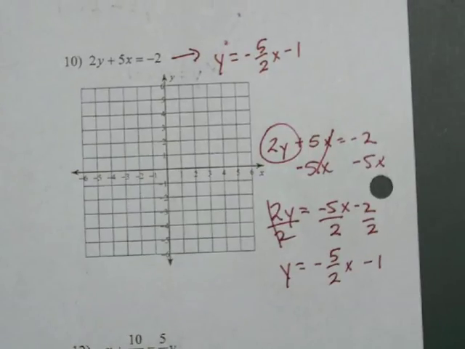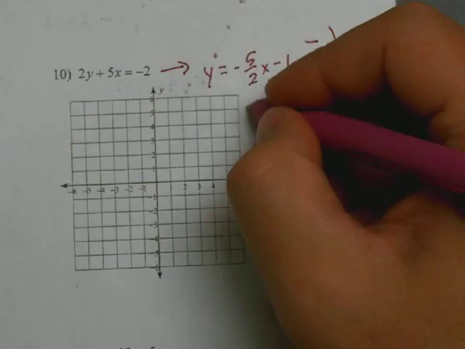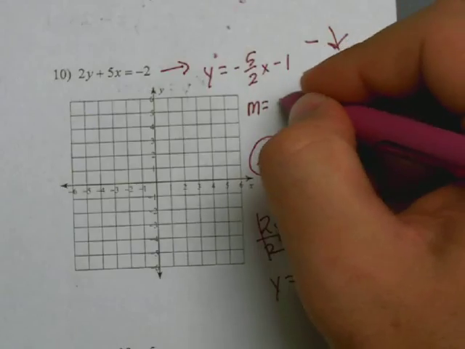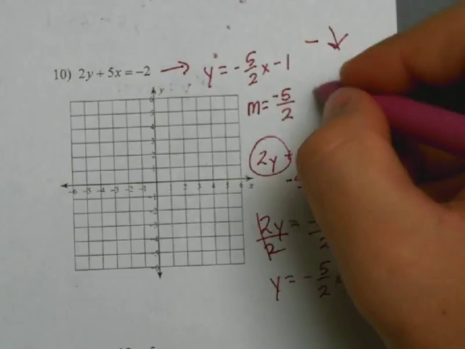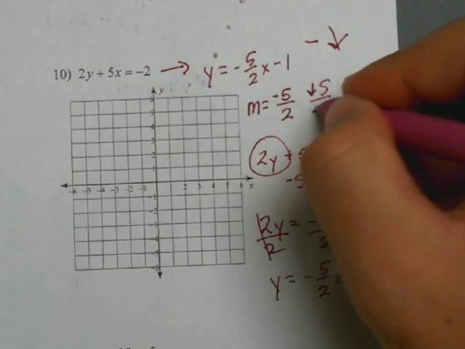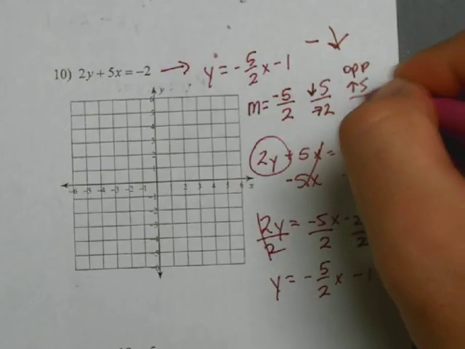Now I go through my 7-step process. It's negative, which means a line going down. I write my slope as a fraction. And the negative always goes with the numerator. Negative 5 over 2. That's down 5 and right 2. The opposite of that is up 5 and left 2.